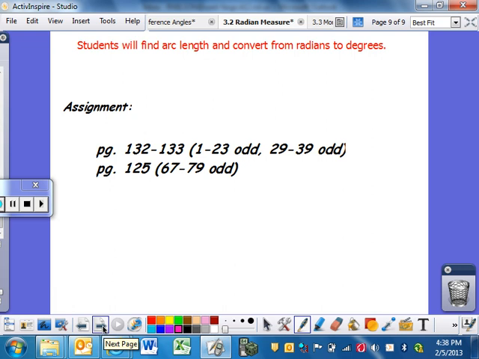Alright, so there is your snapshot for radians. Please, please, please do not feel alarmed if you do not grasp the radians right away. This is the assignment that we're going to do in class, and I hope you have a wonderful day.